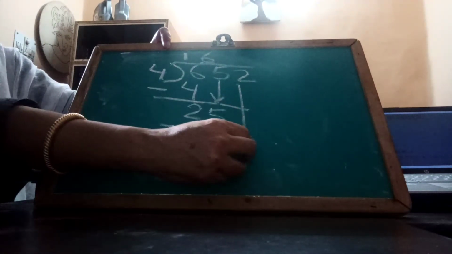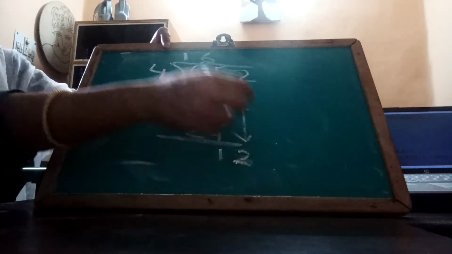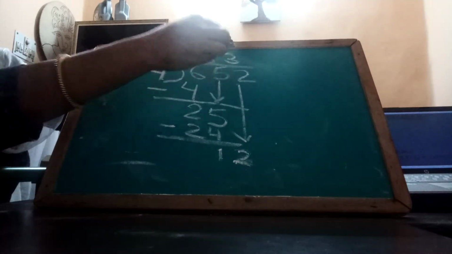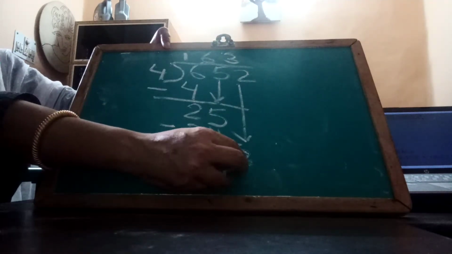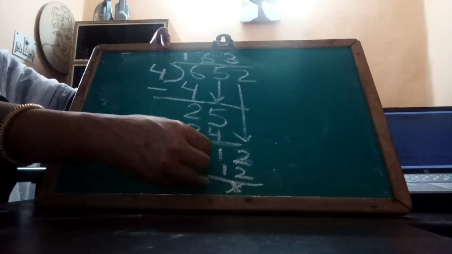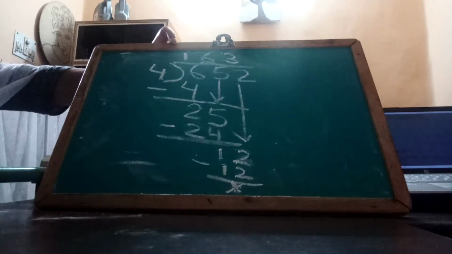Now this became 12. 4 threes are 12. And there is no remainder at all. So that means 652 is divisible by 4.